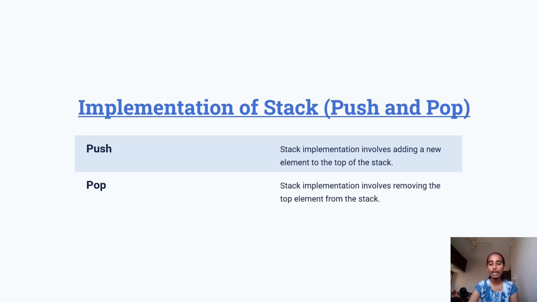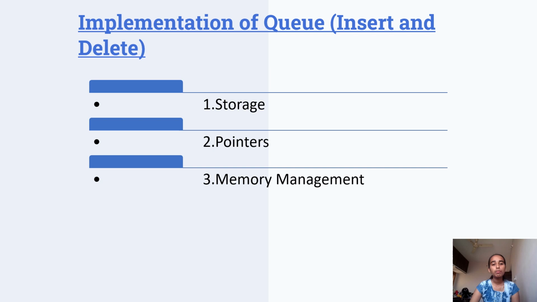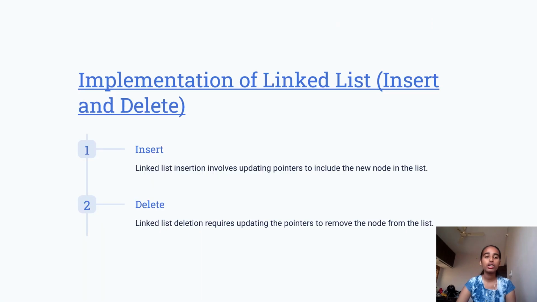Implementation of stack, push and pop. Push. The stack implementation involves adding a new element to the top of the stack. Pop. Stack implementation involves removing the top element from the stack. Implementation of queue, that is insert and delete. It needs storage, pointers and memory management.